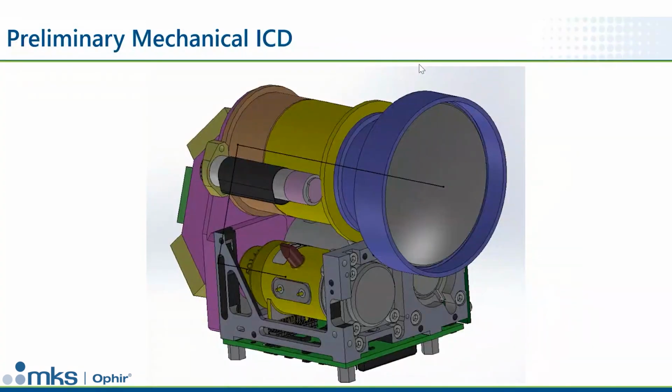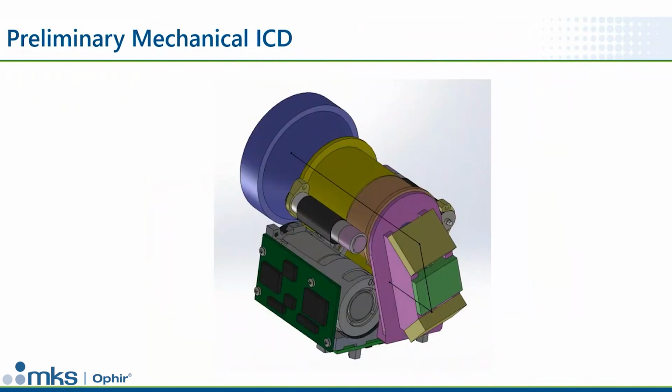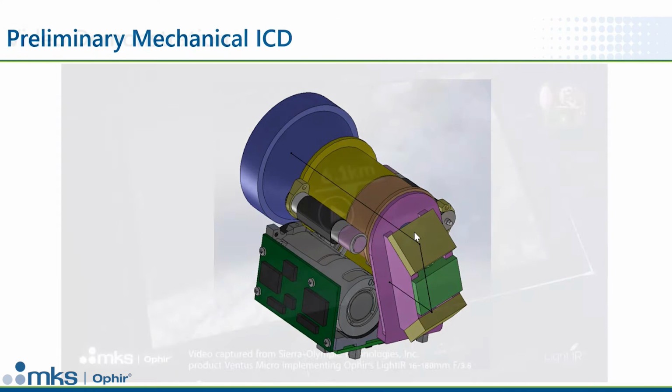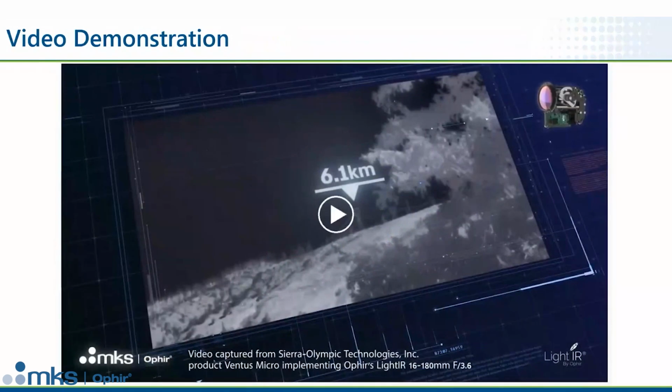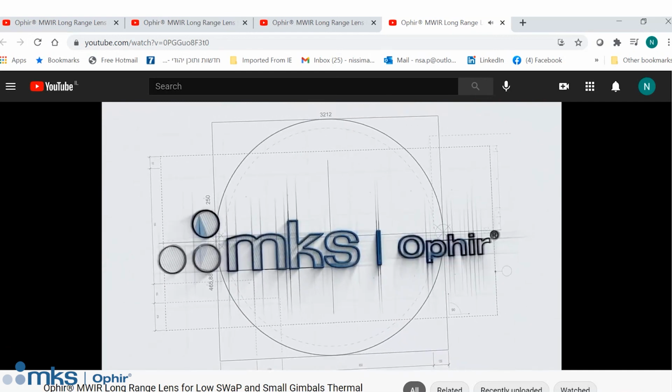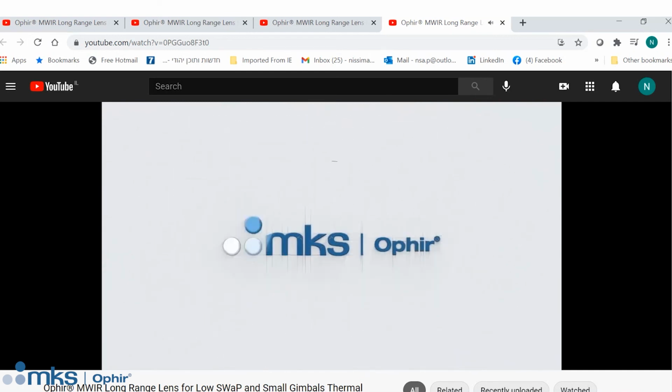This is the image of the lens with the detector and its cooler. This is another image from the backside. Again, the detector is also included here. We will now see a short video presenting the images we can achieve with this lens, real images that were taken with the lens.